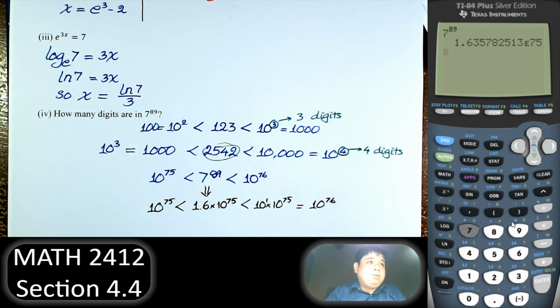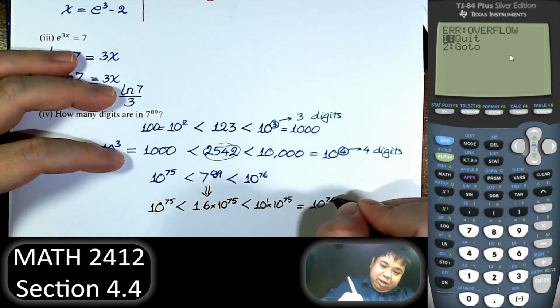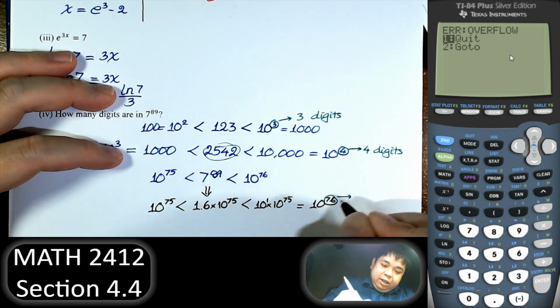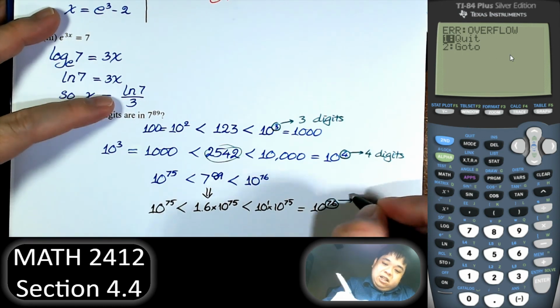Of course, when we have something bigger than that, it is overflown. In that case, we have to try something else. But that will be in the next section. But for this problem, that number has 76 digits.